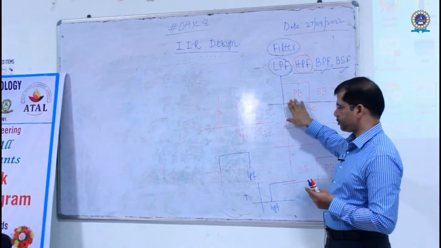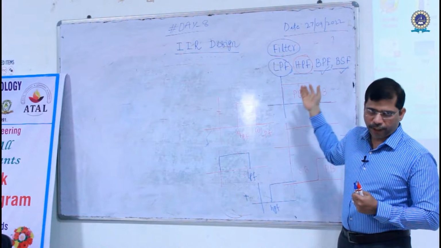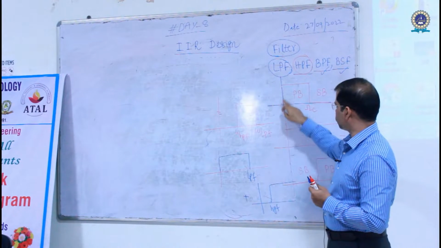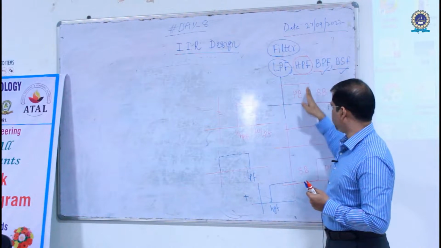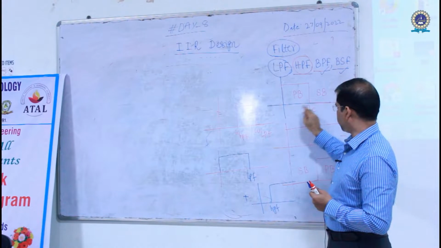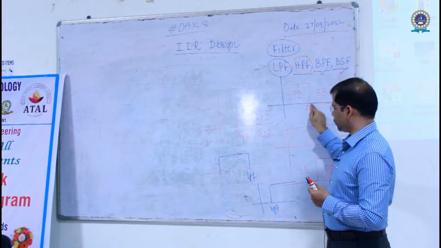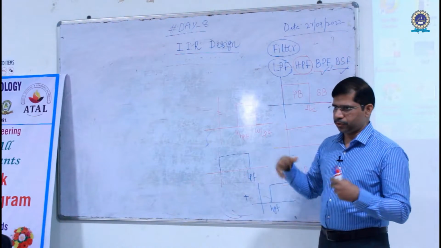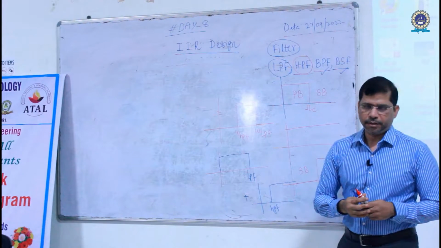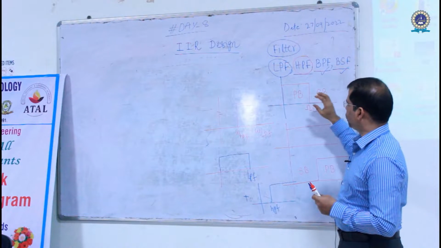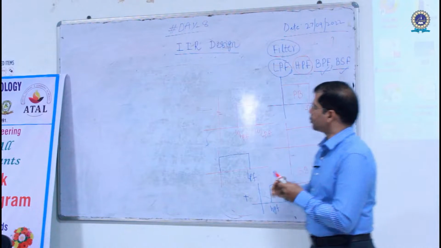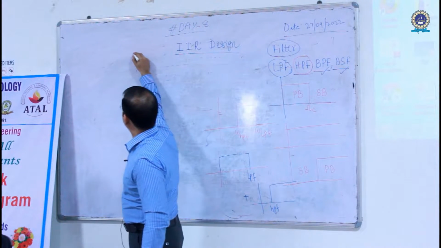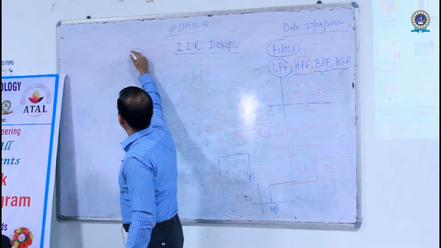This is the ideal low pass filter, but there's no point in talking about the ideal low pass filter because you cannot have a sharp cutoff frequency. Let us say this is 50 hertz, 49 it passes and 51 it stops. Such frequencies you will never get. So the other point is we'll be designing a low pass filter. That is the next point.